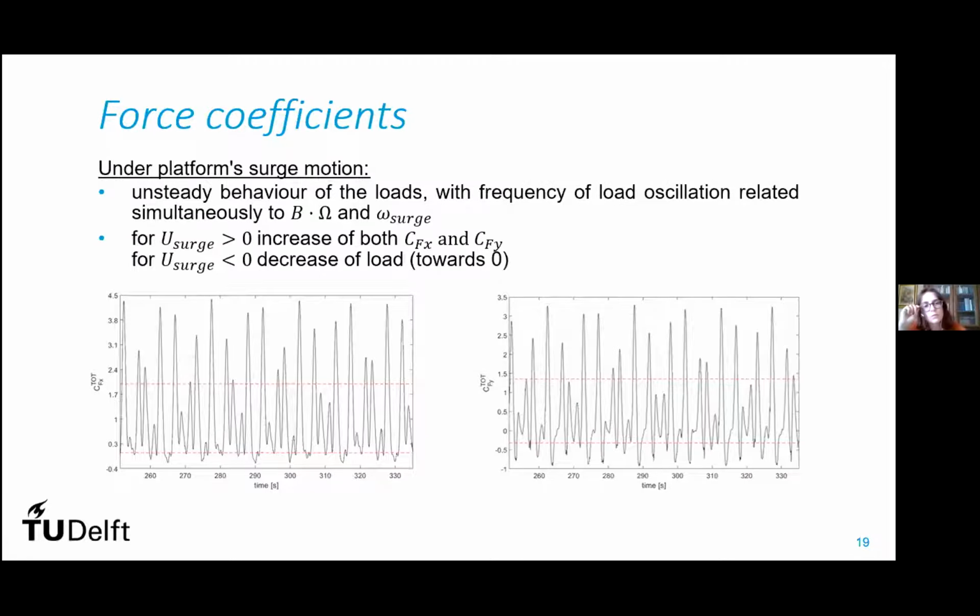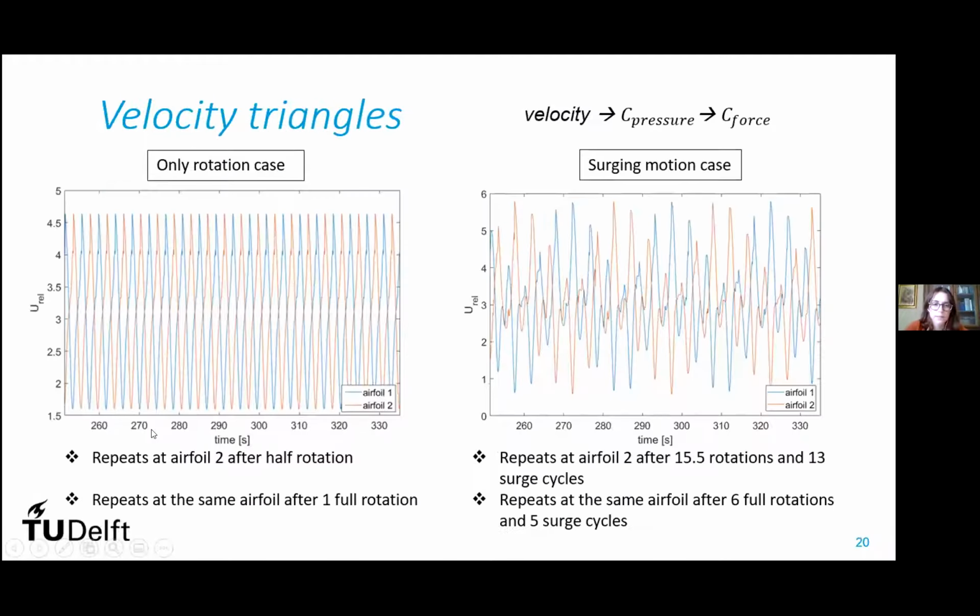Instead, when you introduce this intense surge motion, you can see oscillations which are related in frequency to both the surge frequency and the rotational frequency. And you can see the amplitude, of course, is increased, and it increases when the surge velocity is parallel and in the same direction as the current velocity, and it decreases when the surge velocity is opposite to the current velocity, and it leads the coefficients to go around zero.